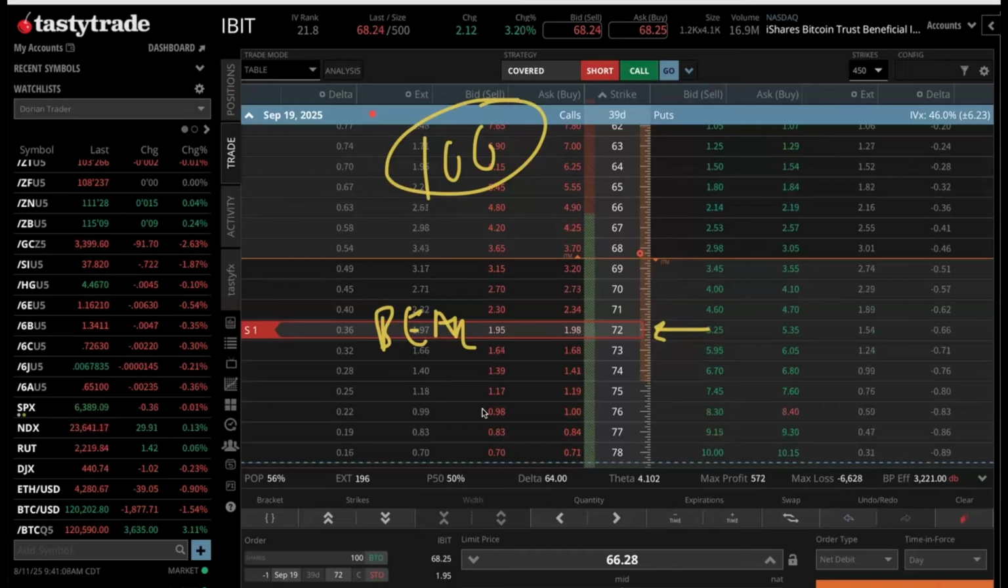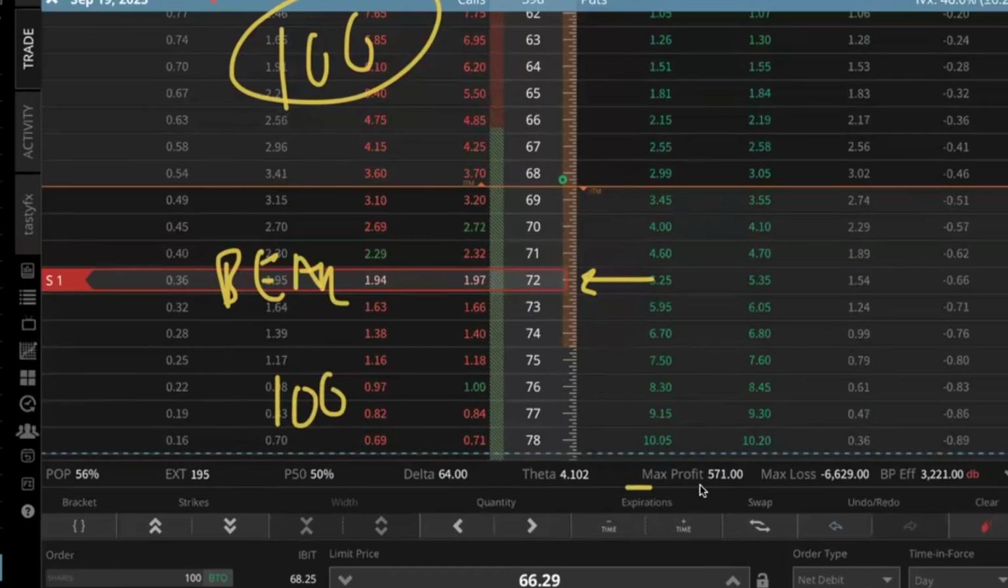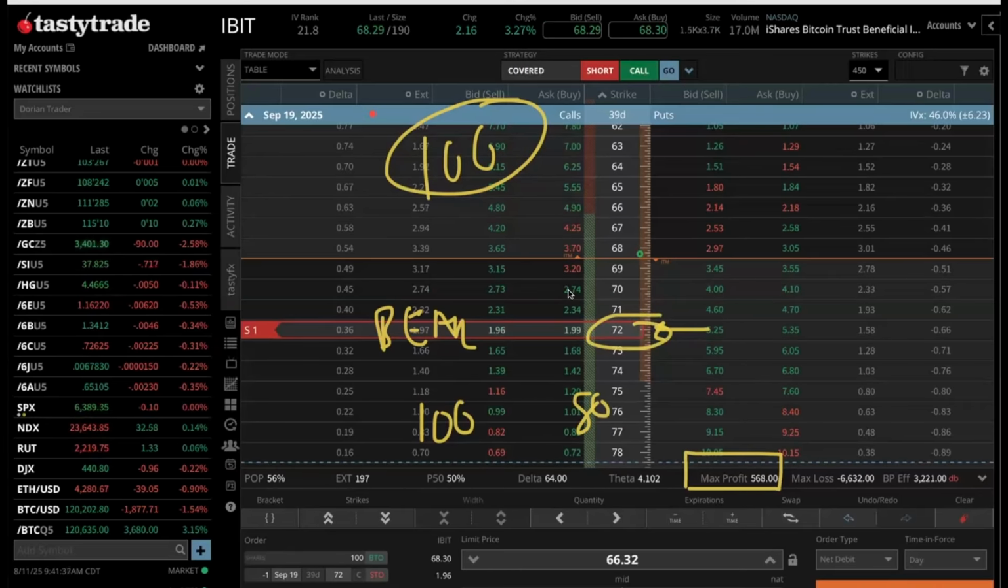Because basically that 72 strike delta is going to eventually become 100. And so that's where you stop winning to the upside on this covered call. As you can see here, it's saying your max profit is 570. You can't win if it went past the 72. So for example, if it went to 80, you're not going to win another $8. No, you're going to stop winning at the 72 for this covered call.